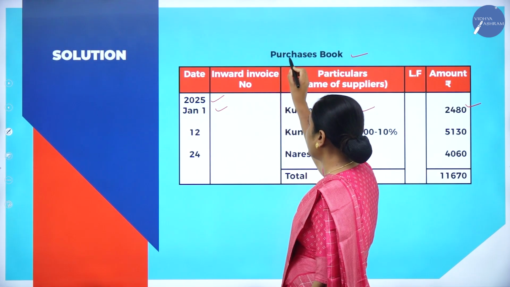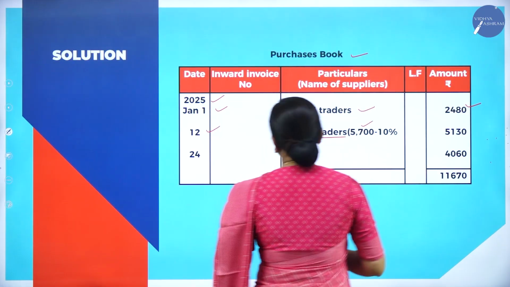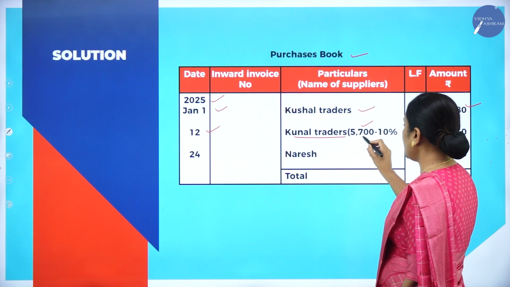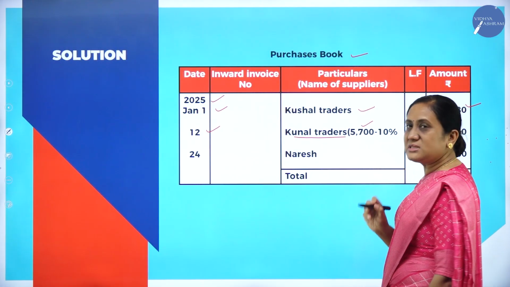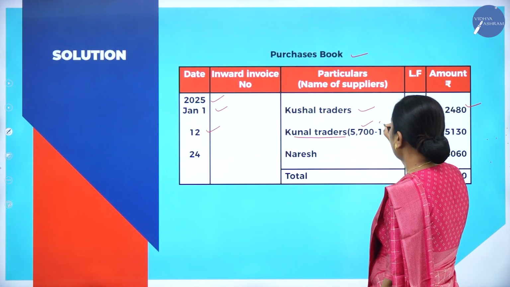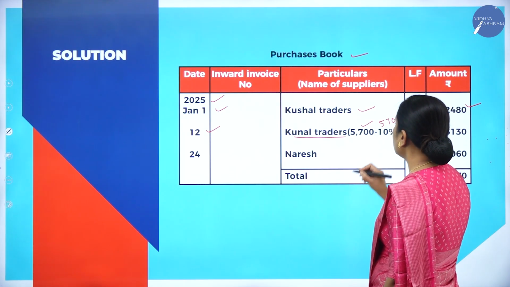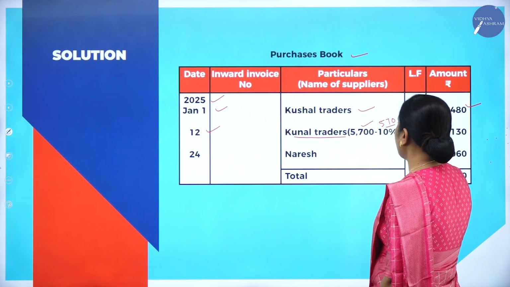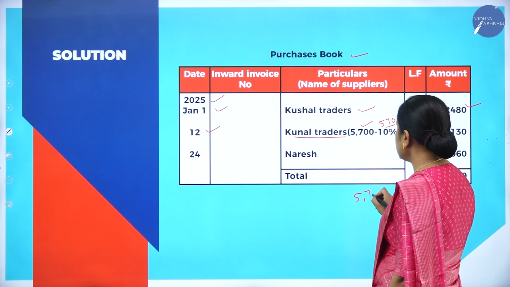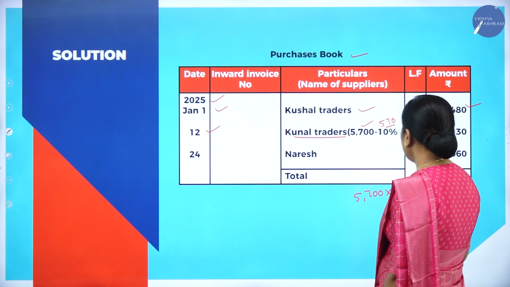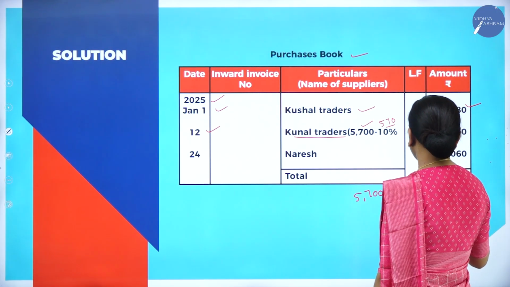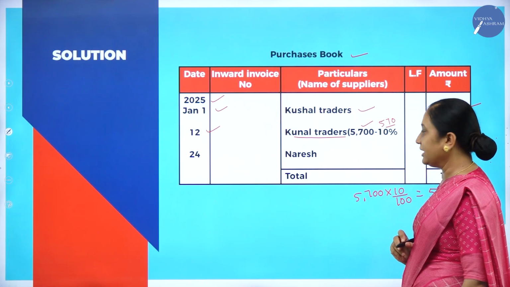We have to enter in the purchases book because it is a purchase. See here, the date is 12th, Kunal Traders, 5,700 we have purchased and a 10% trade discount is given. So 10% on 5,700 is how much? 570. Correct. So 5,700 minus 570. How did I get 570? 10% on 5,700, I will write here, 5,700 into 10% means 10 by 100. So it comes to 570. Okay, that is how I got 570.